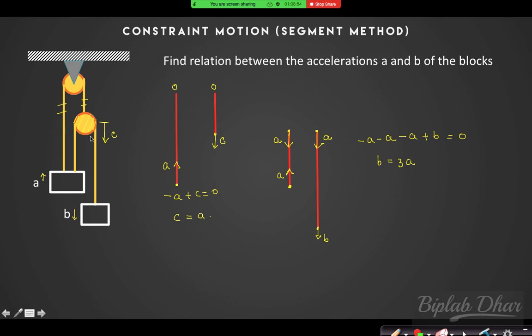And what is the acceleration of that pulley? What is the acceleration of this movable pulley? C. And what value of C did we find? A. That is why I have written the acceleration of these 2 points as A downward.